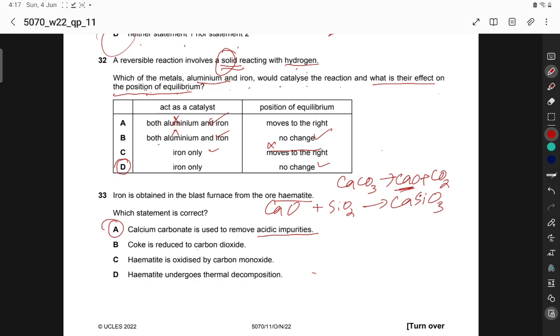Coke is reduced to carbon dioxide? Coke is reduced to carbon monoxide? Hematite is oxidized? No, hematite is reduced. So this is incorrect. Hematite undergoes thermal decomposition, this is also incorrect. Hematite is reduced by using carbon monoxide. Option A is correct.